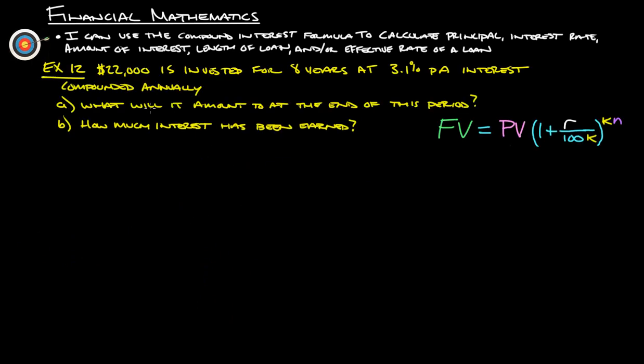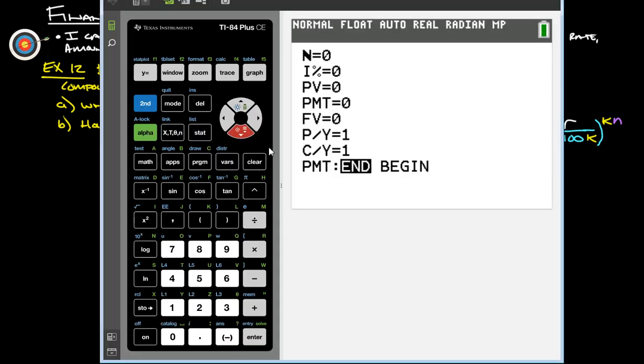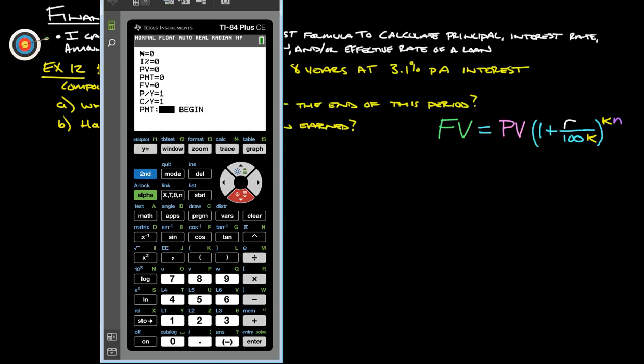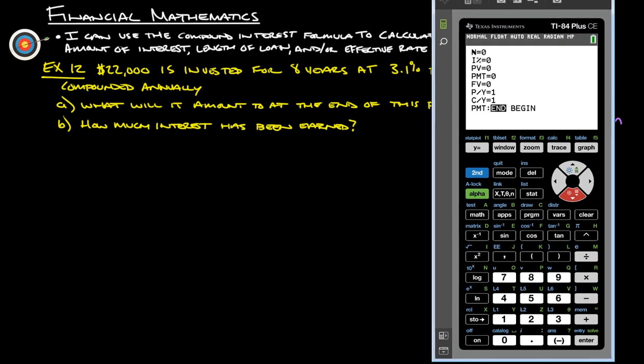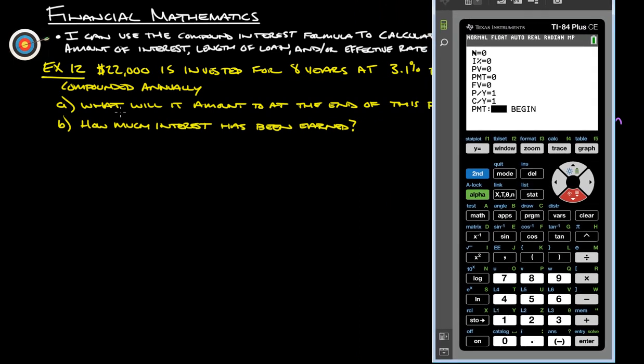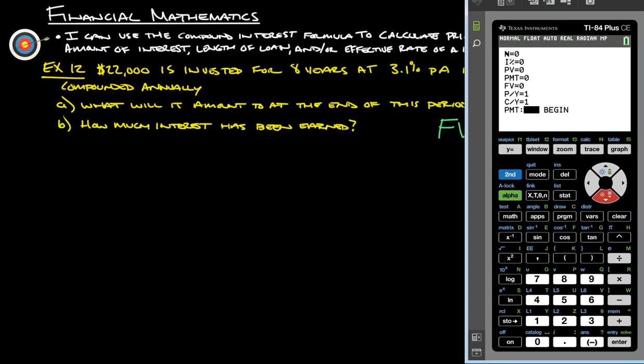Okay, so let's take a look at example 12 that we looked at earlier. 22,000 invested for 8 years at 3.1% per annum. Interest compounded... Ooh, let's get rid of that. Let's make this a little bit nicer. Hide the large display. There we go. Okay, so here's what your graphing calculator hopefully looks something like that. Okay, it was compounded annually. What will it amount to at the end of this period?